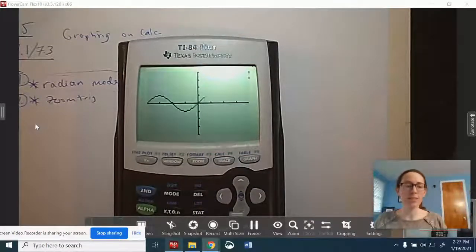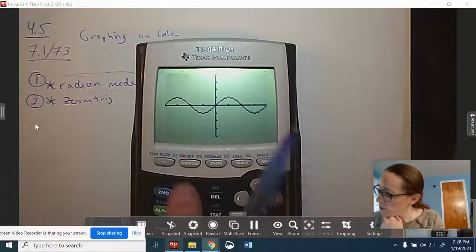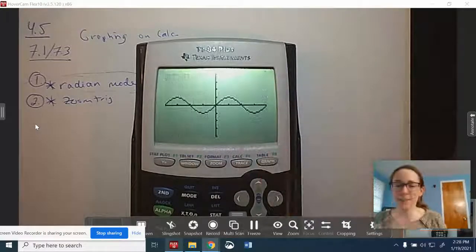All right. So especially for the people taking physics this year, just be very careful because you might be going back and forth from degrees and radians. So make sure that your mode, which is radians, matches your window, which is radians, and you're good to go.